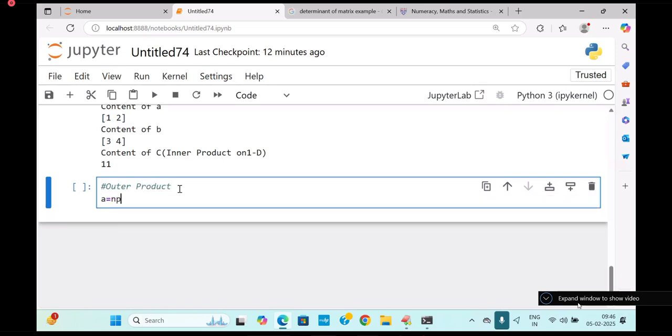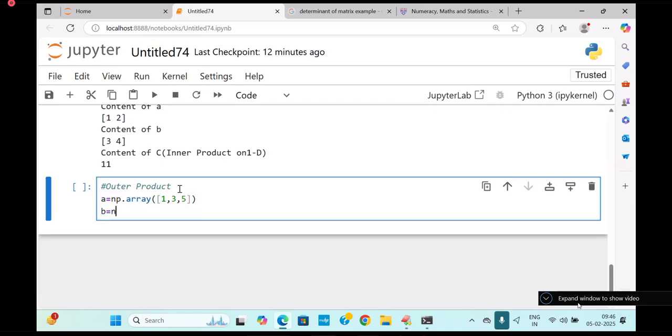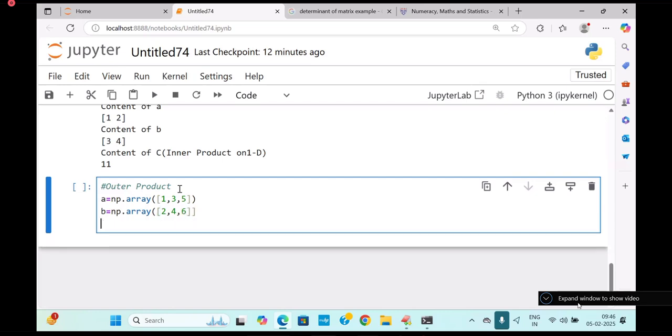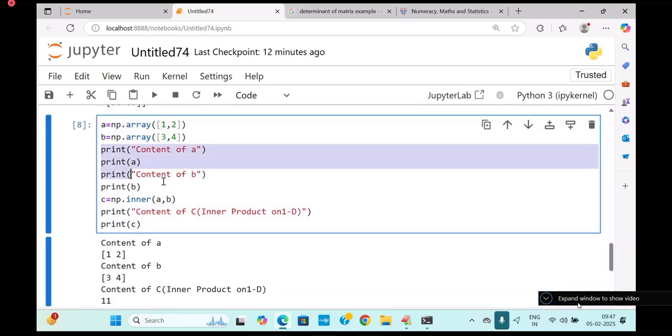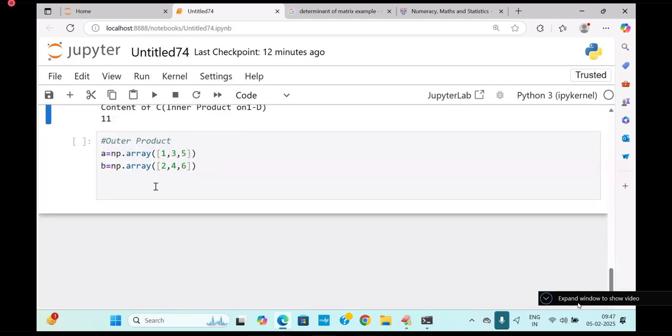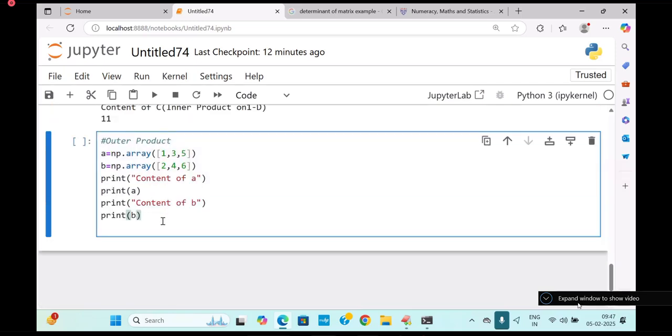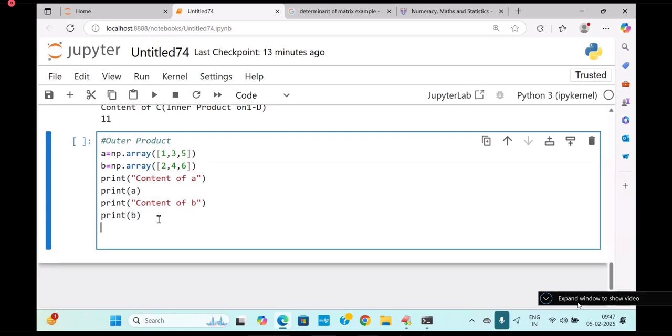Start with A is equal to np dot array of 1 comma 3 comma 5. B is equal to np dot array of 2 comma 4 comma 5. You can take other values, take 6, no problem, even the same thing also. Take the value of both A and B. Here I am going to write the content of A and B.